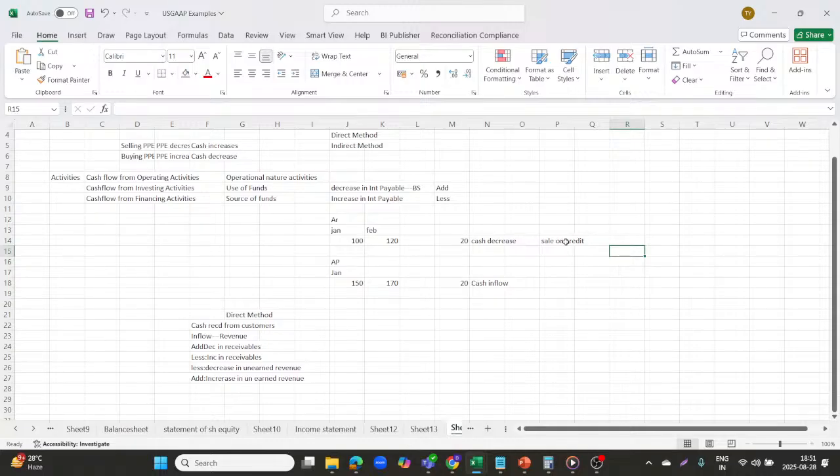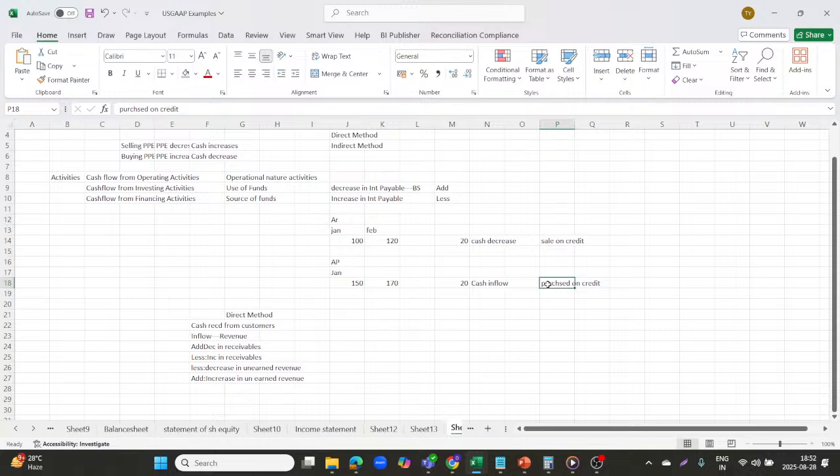So if there is no inflow of cash, it is deemed an outflow of cash. That's why it's a cash decrease. Similarly, in accounts payable, now we have purchased on credit. That means we haven't paid money to our parties, to the creditors. So if you have purchased on credit, that means you haven't paid the cash.